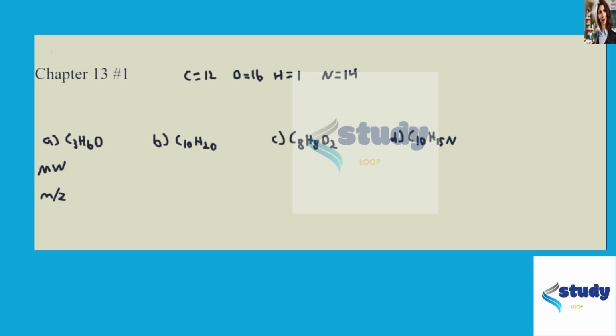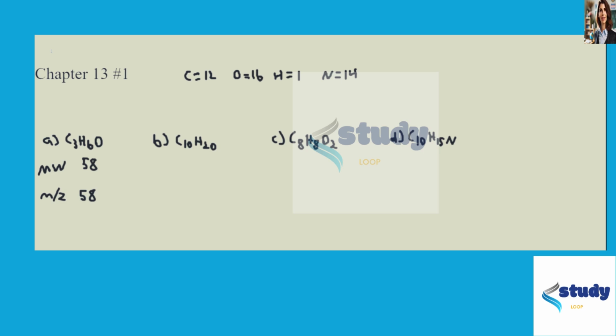So for A, we have 3 carbons at 12 apiece, 6 hydrogens at 1 apiece, and 1 oxygen with a value of 16. When we add all of that together, we get 58. And so the molecular ion is also going to be at 58. That's how we're going to solve all of these. It's basically just multiplication and then addition.